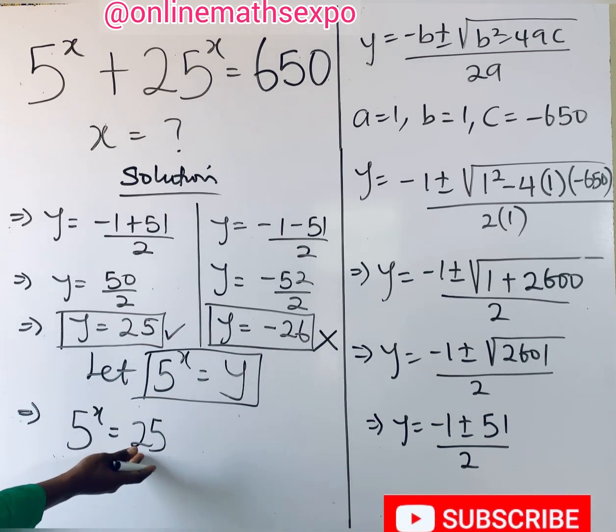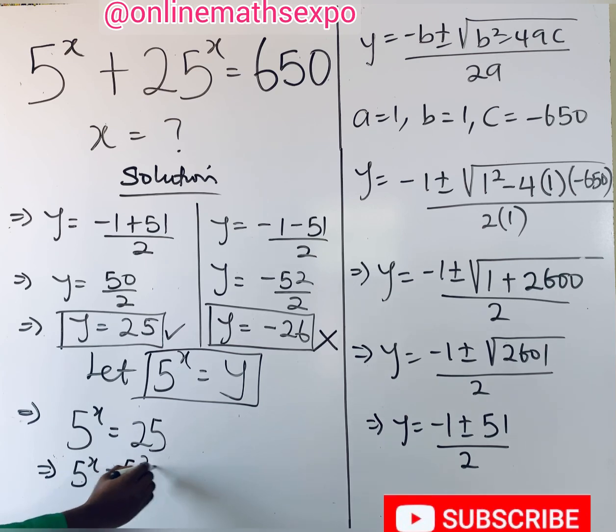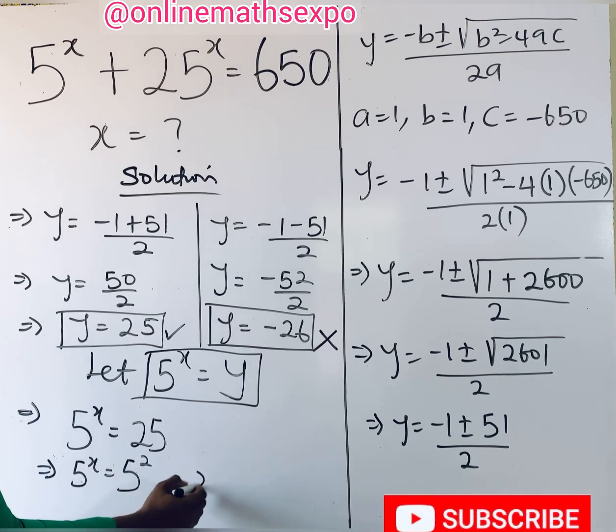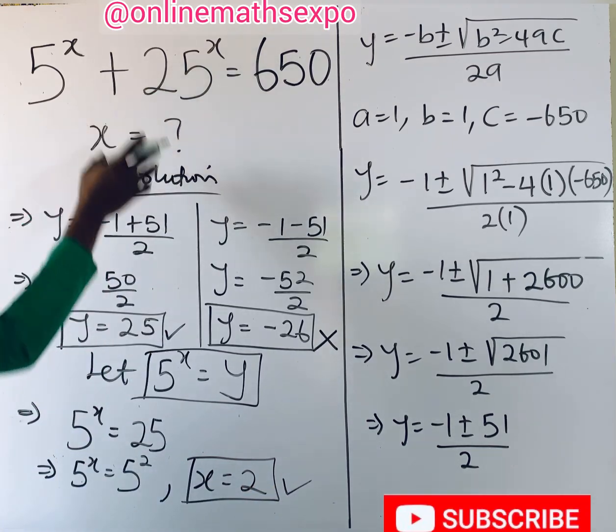So 25, as we know, is the same as 5 to the power of x is 25, and 25 is 5 raised to the power of 2. So you observe that the bases are the same. In that case, the powers will be equal. So x will give us 2. So the value of x in this question is 2.